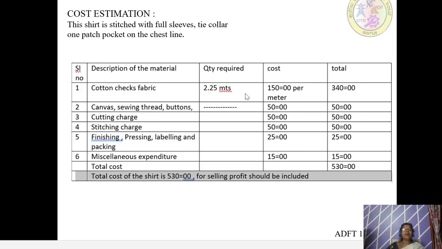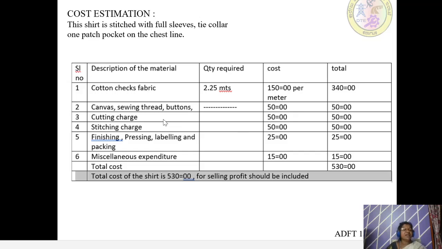The requirement of fabric is 2.25 meters. Approximately the cost per meter is 150 rupees, so the total cost is 340 rupees. The trimming materials are canvas, sewing thread and buttons. Here I have considered approximately 50 rupees.